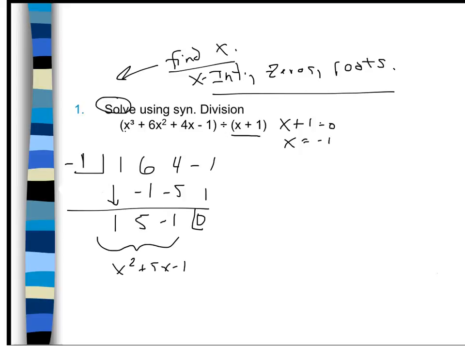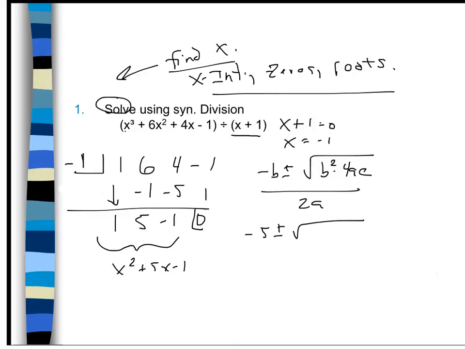Now I need to solve, so I have to solve this guy. Well, this guy is not factorable, so I have to use the quadratic formula. And so I'm going to go ahead and plug in all my pieces. B squared is 25 minus 4 times A times C, all divided by 2A.